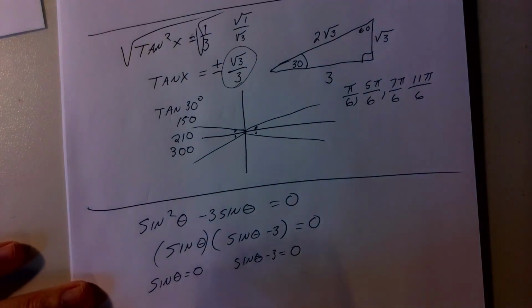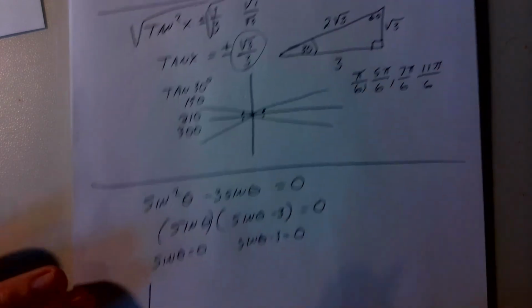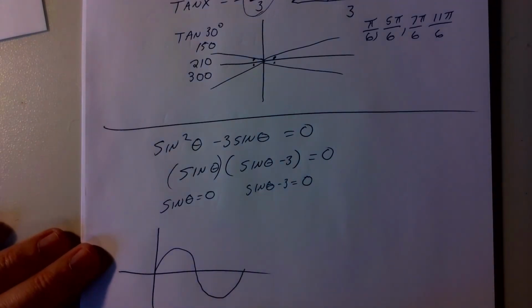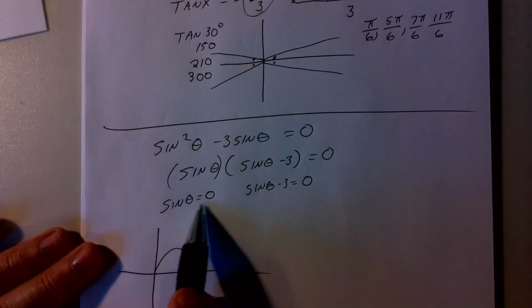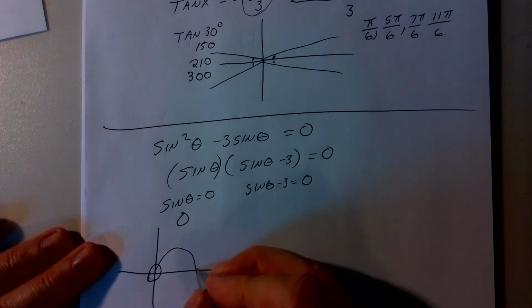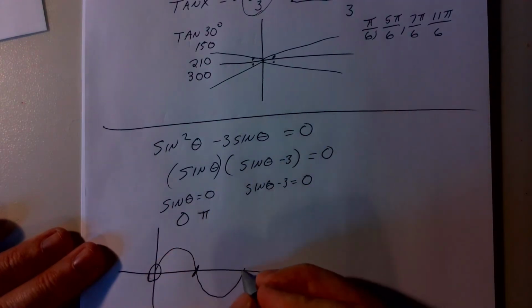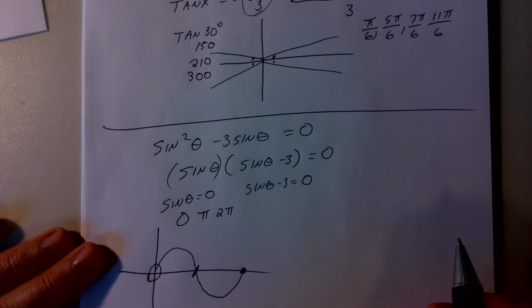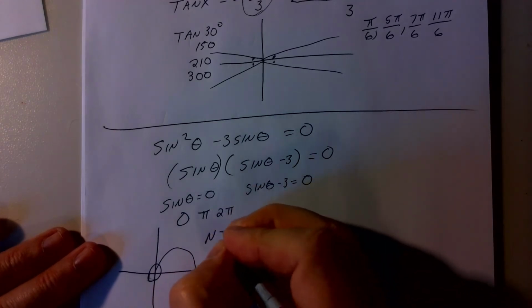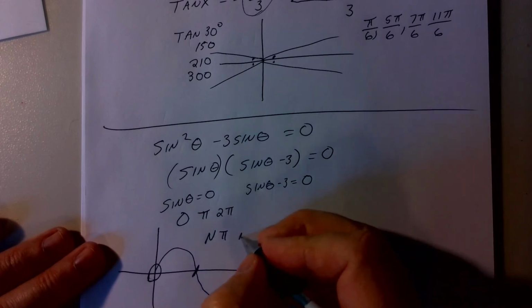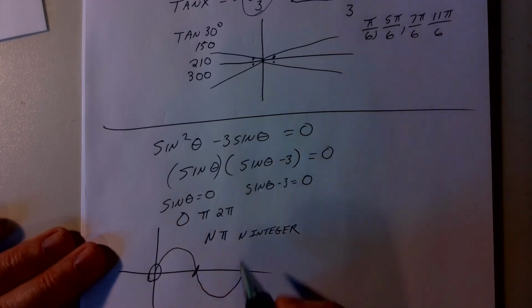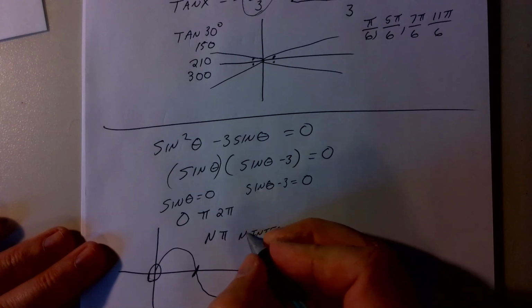Well, where does sine equal 0? We know that a sine function starts right here and goes up and down and back up again. That's the normal path for a sine function. So sine theta equals 0 right there at 0, right there at 180 degrees or pi, right there again at 360 degrees or 2 pi, and it keeps repeating those. So technically what you can write is n pi for a solution to that, where n is an integer. That means n can be 1 or 2 or negative 3 or negative 17 or 54 billion if you wanted it to.